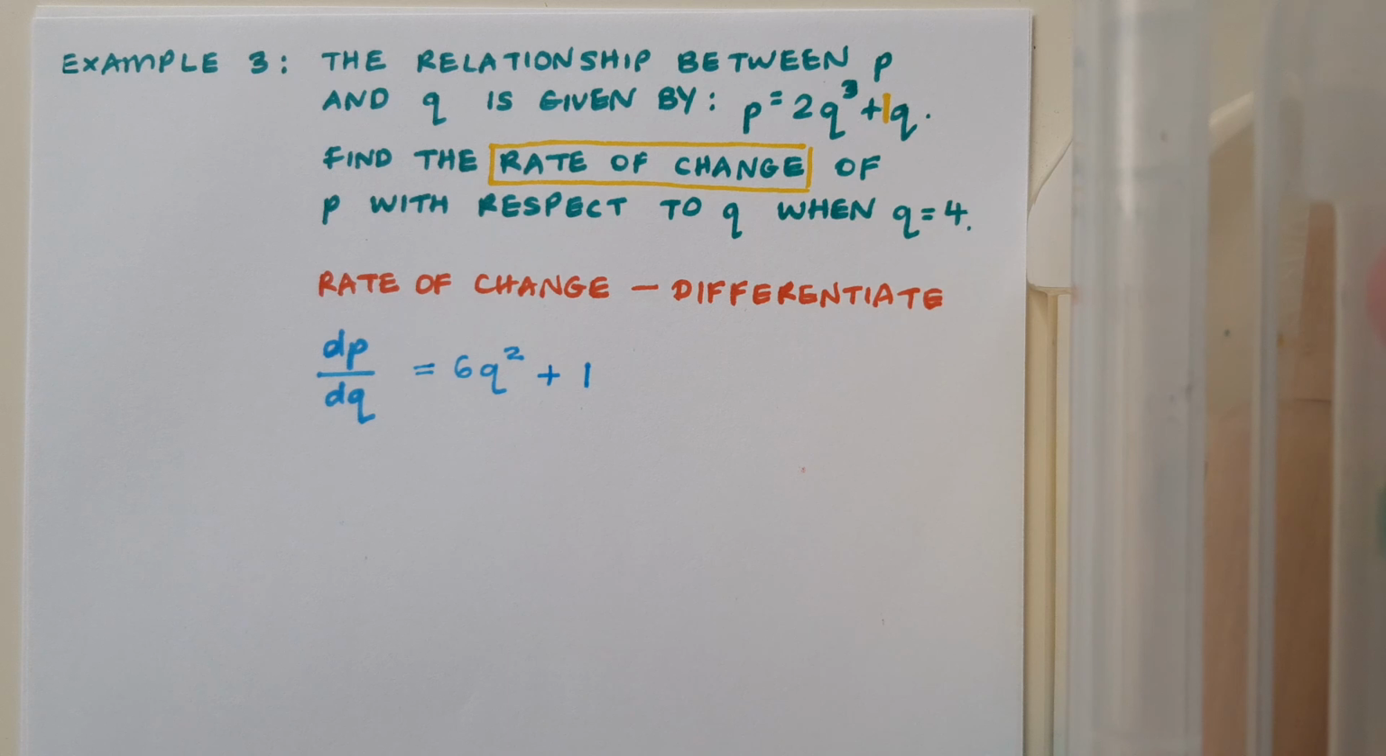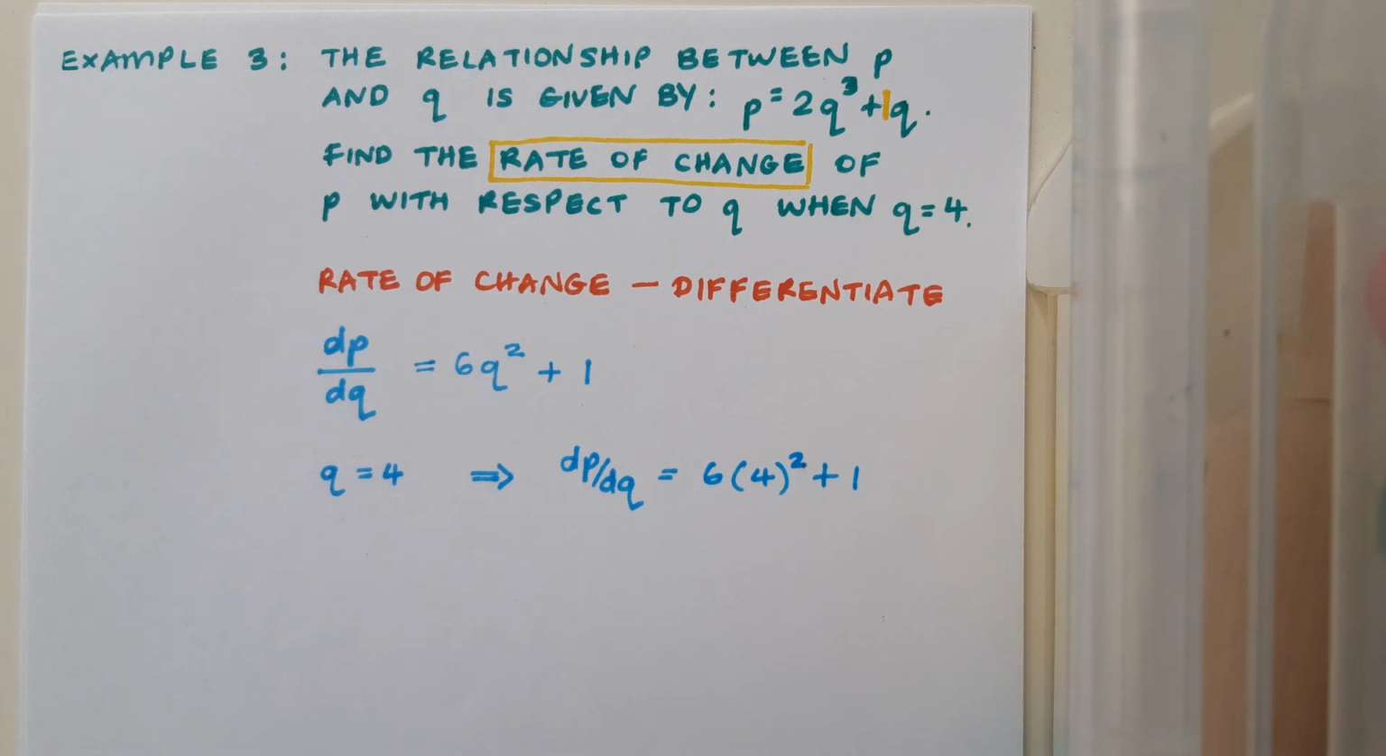So I have found the rate of change at any time for this formula, but now I specifically want to find the rate of change when Q equals 4. That's pretty easy to do. It just means sub in 4 for Q. So if Q equals 4, dP/dQ will be equal to 6 times 4 squared plus 1. And in this case, that's 97. And there's no units to worry about in this case because there are no units mentioned in the question.